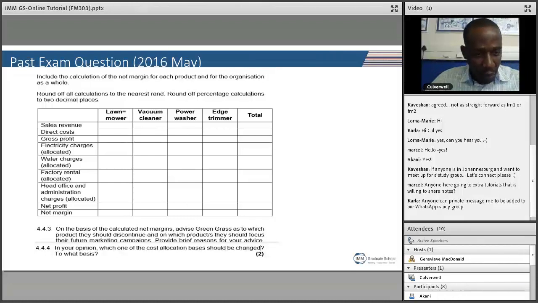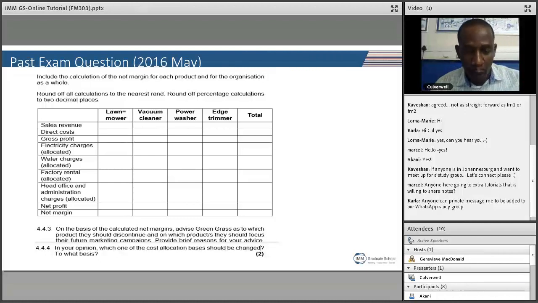I'll then finish off with these two questions on this topic. 4.43 says, on the basis of the calculated net margin, advise Greengrass as to which product they should discontinue and which products they should focus their future marketing campaigns on.